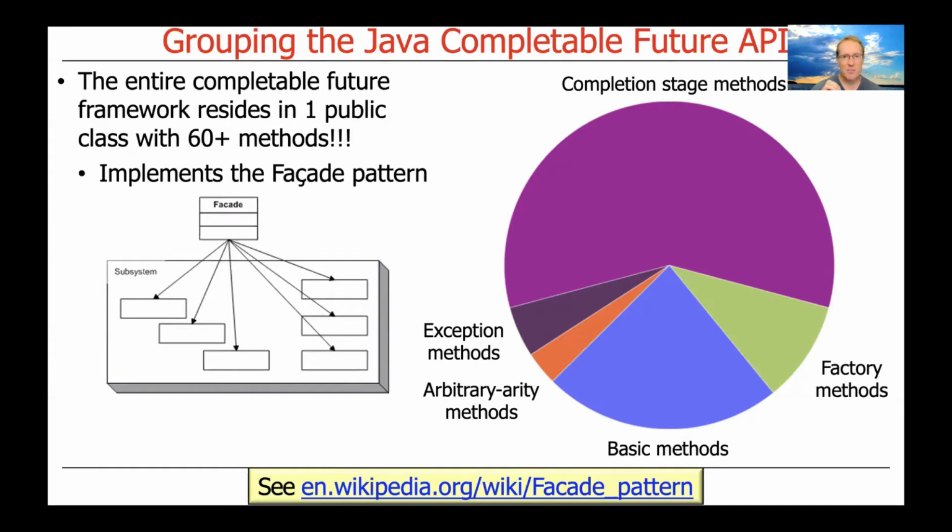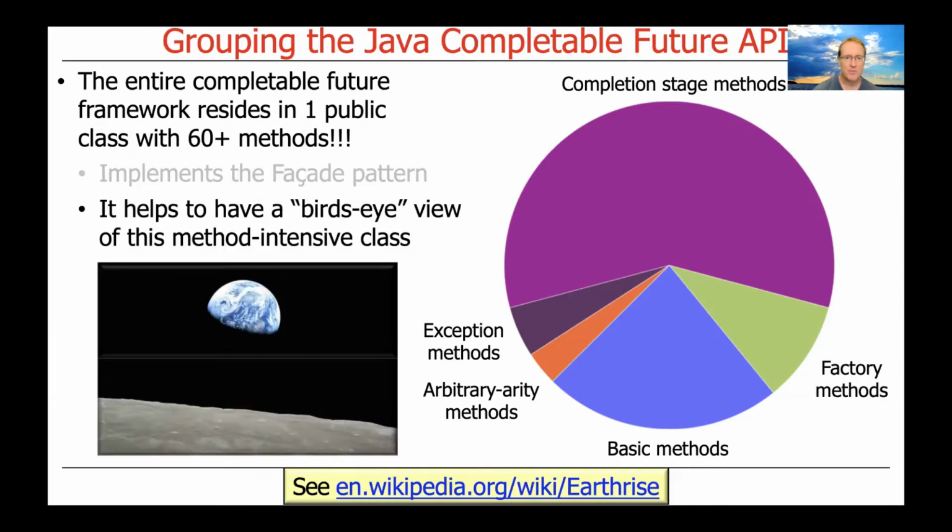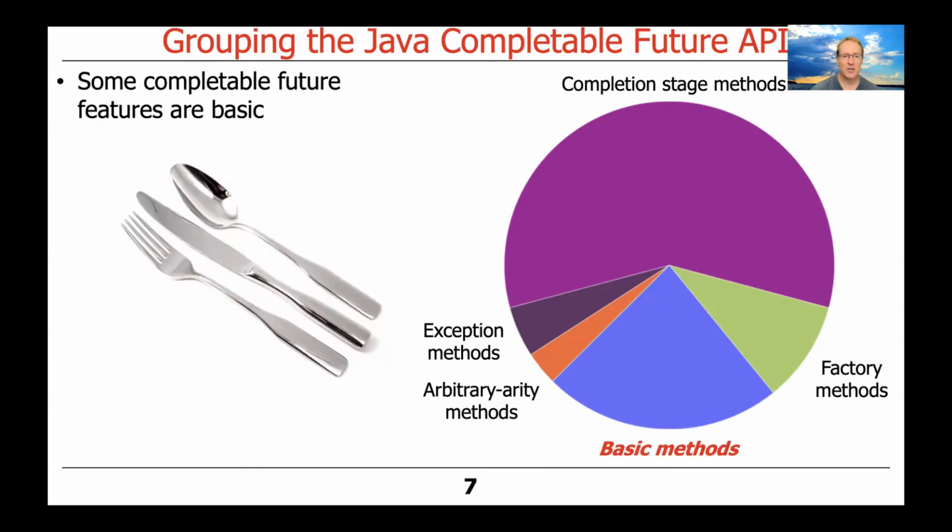And these methods can be broken down into categories, which I show here. We'll talk about basic methods, factory methods, completion stage methods, exception methods, and arbitrary-arity methods. So it really helps to have a bird's eye view of what's happening rather than just getting lost in the details of dozens and dozens of methods, which gets, quite frankly, a little intimidating at first. I know when I first was exposed to Completable Futures years ago, I was like, what the heck is going on here? It's way more complicated than I could ever imagine. So we'll talk about all those different issues.